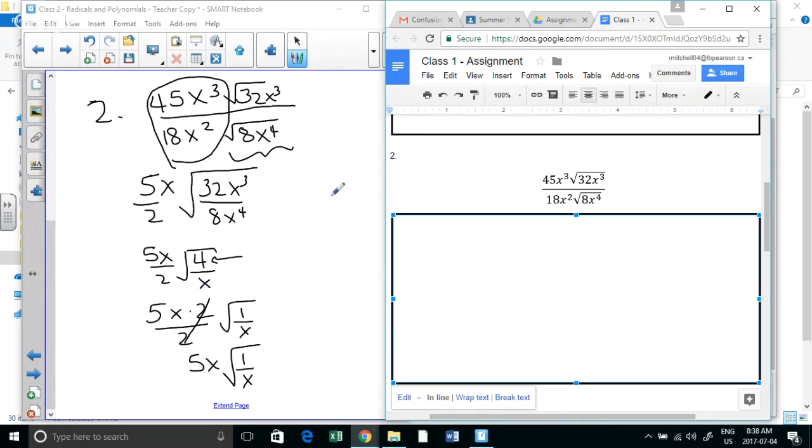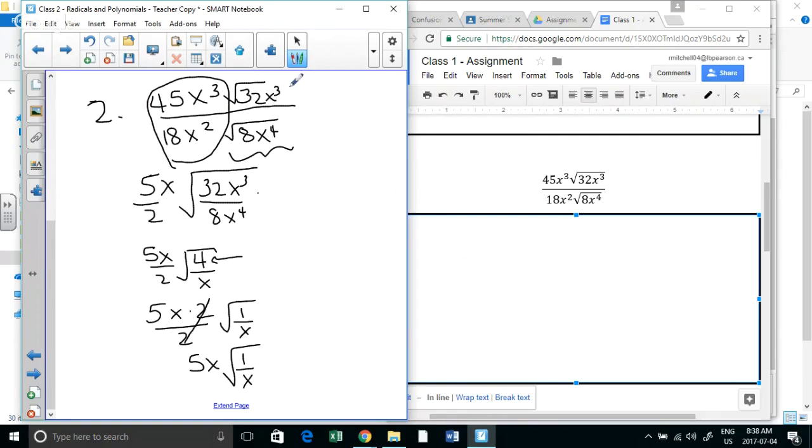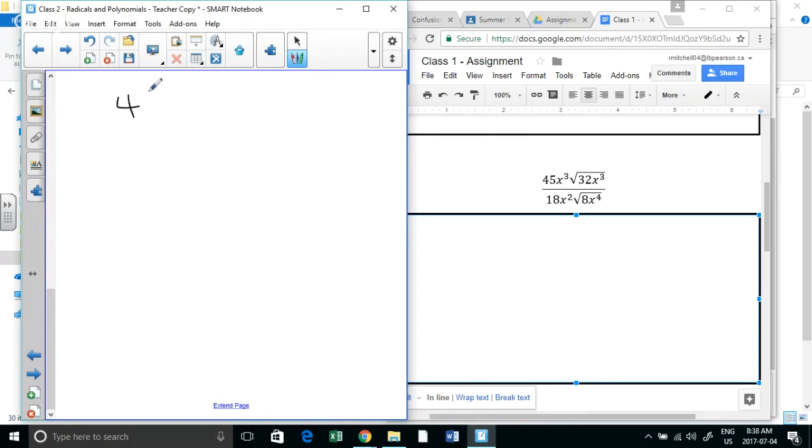So here there is another root that you could have taken. If you had decided to just deal with each of these individually, what happens is that instead of putting them all under one root, you took things out and then dealt with it. So in this case, if you just take this out directly, we'll just extend the page here. So we have 45x cubed.